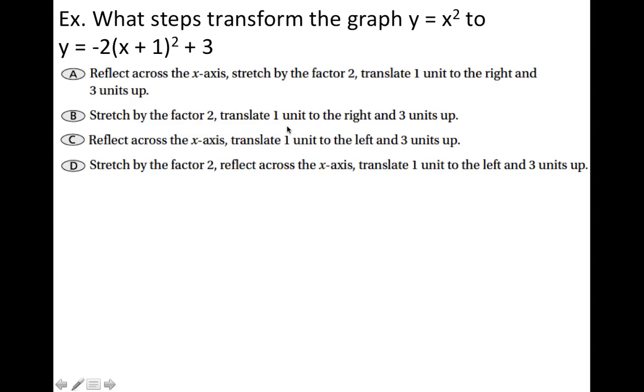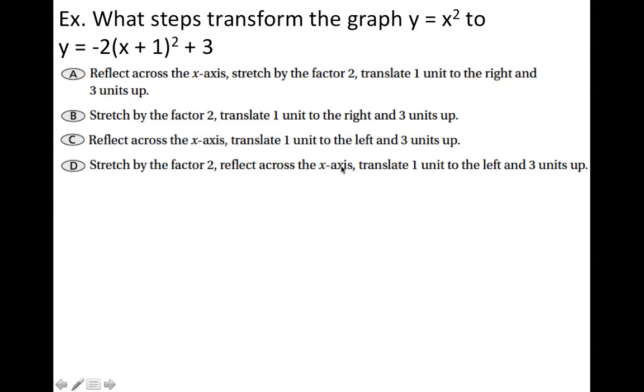So the last part is to figure out the transformation. Again, notice how we moved our vertex. We have a reflection because of the negative, a stretch because it's greater than 1. So you have to figure out which one of these would be correct. And I would go with D, stretch by a factor of 2.